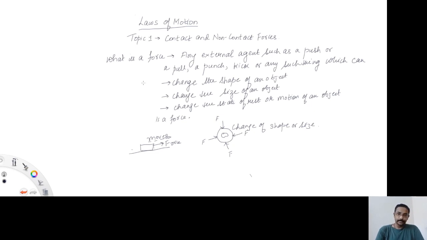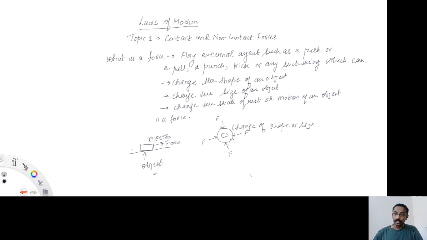Any external agent, such as a push, a pull, a punch, a kick, a smash, a squeeze, anything. Any such agent which can change the shape of an object, which can change the size of an object, or which can change the state of rest or motion of an object, can be called a force. For example, there is an object here. If I apply some force, it can move. Or if it is already moving and you apply a reverse force, it can stop.